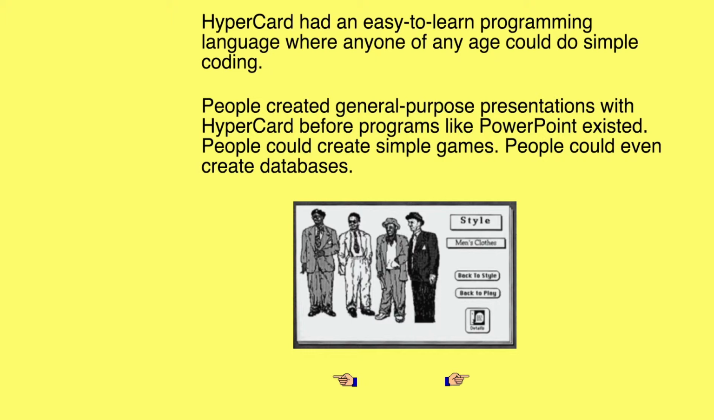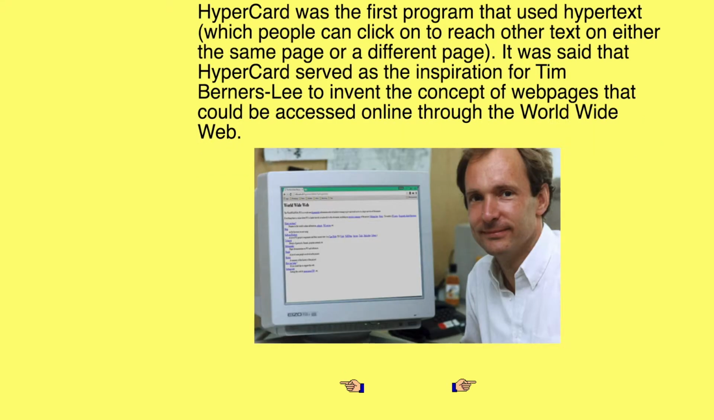HyperCard had an easy-to-learn programming language where anyone of any age could do simple coding. People created general-purpose presentations with HyperCard before programs like PowerPoint existed. People could create simple games. People could even create databases. And instead of using the mouse and clicking on this, I can also use my arrow keys, which I'm going to do right now. I'm going to try the arrow key, and yep, it works.